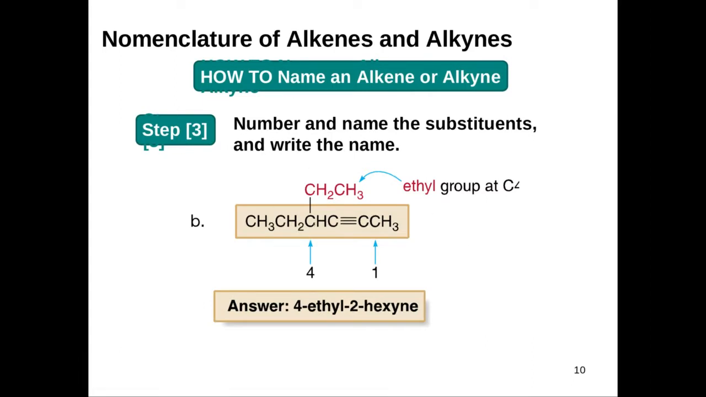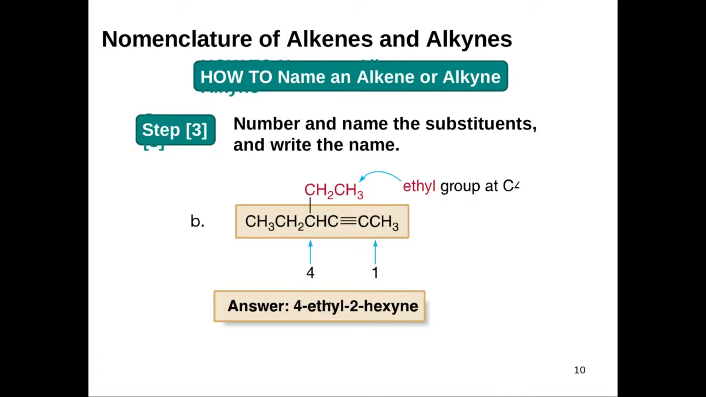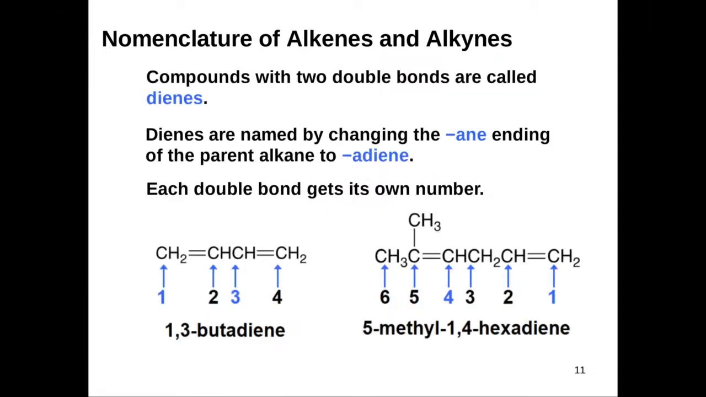And then I have a group at number 4. It's 2 carbons long, so that's an ethyl group, right? Meth, eth. And it's at the 4 spot. So at the 4 spot, I have an ethyl group. So putting it all together, I have 4-ethyl 2-hexyne. And that's how we do it, right? It's not at all different from what we saw.